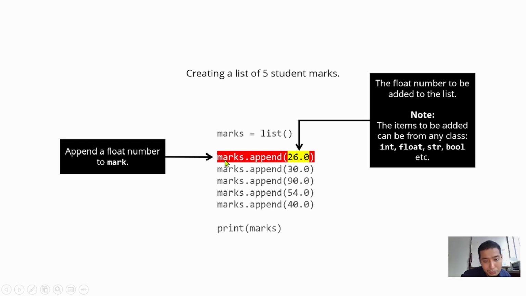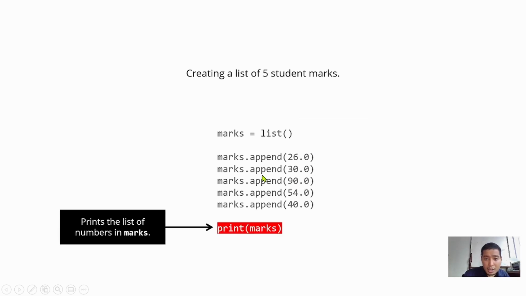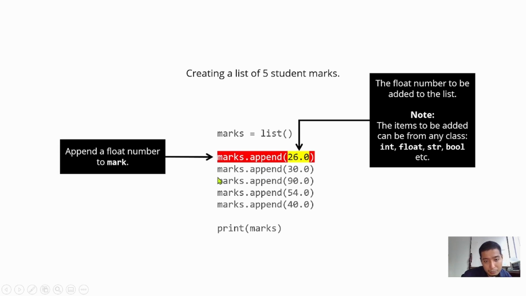What you do is you call your variable and then you use the dot operator here, and then you type in append. Then you have your parentheses, and inside your parentheses you put the mark 26.0. And then you can also continue adding more marks by writing more append. Here I'm adding 26, 30, 90, 54, 40, and so on.